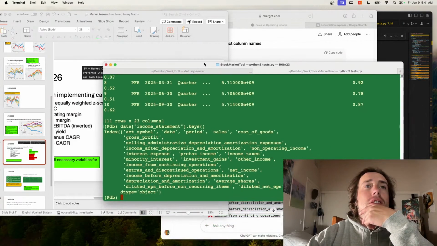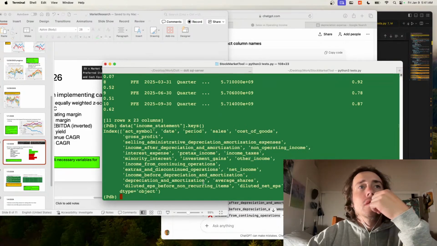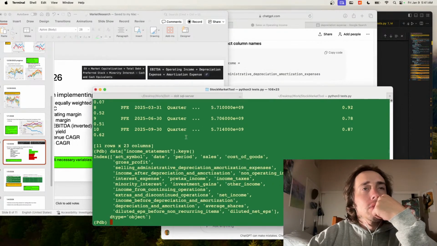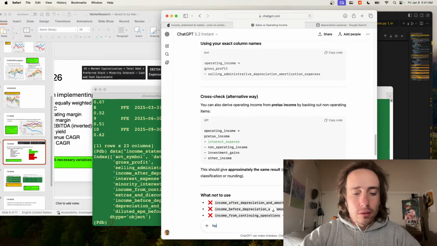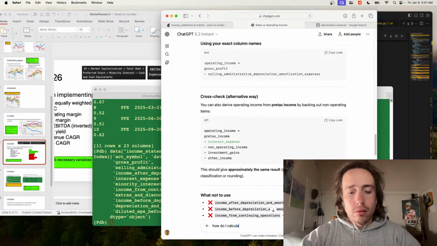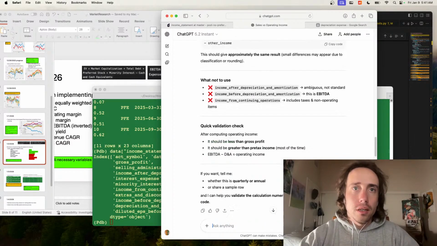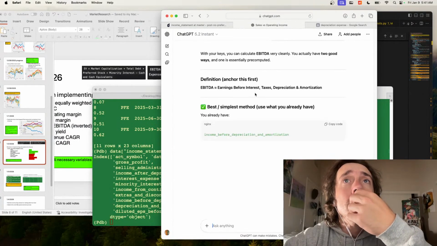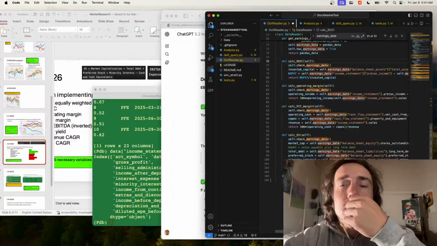Plus depreciation expense. Okay. Let's just say, how do I calculate EBITDA with those keys? That's tough. Income before depreciation and amortization.